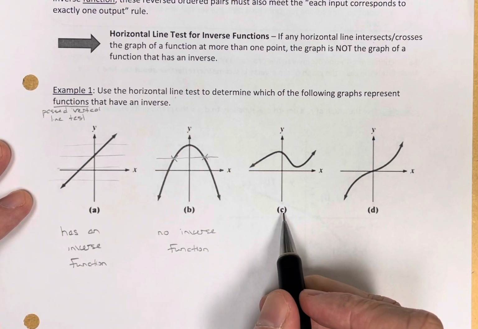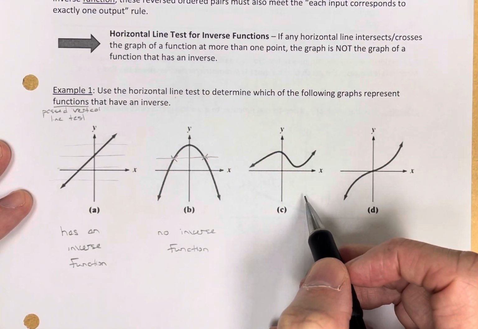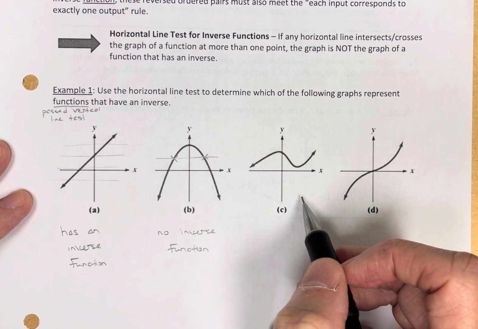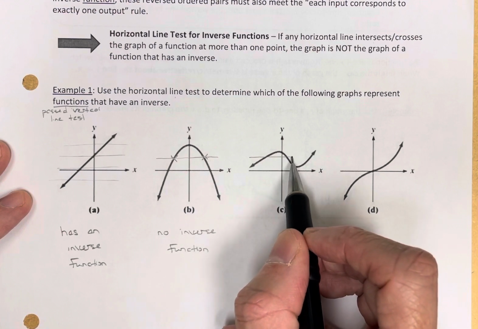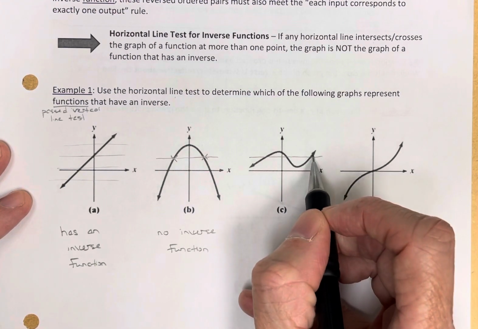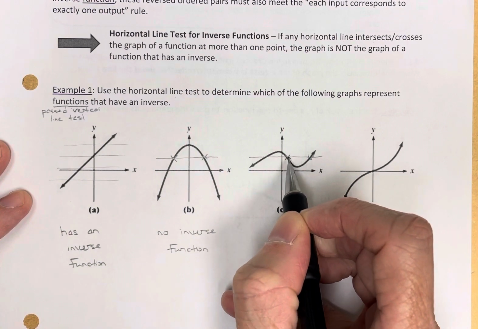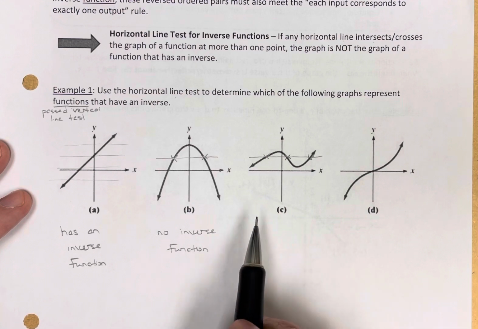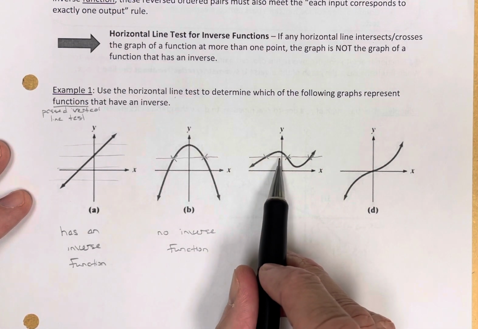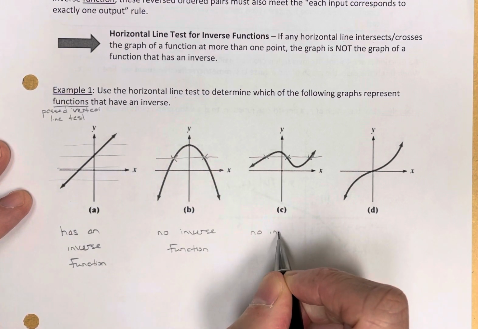Okay, letter C, again, it's a function. It passes the vertical line test. Is it a function that has an inverse? Well, I can draw this horizontal line right there. I only need one. And notice this horizontal line crosses this graph in three places. That's certainly more than one. So this function does not have an inverse function. No inverse function.